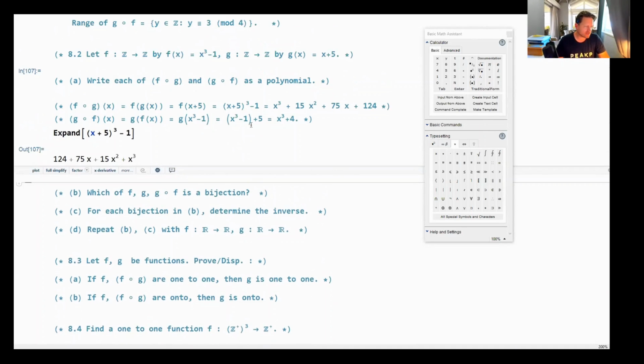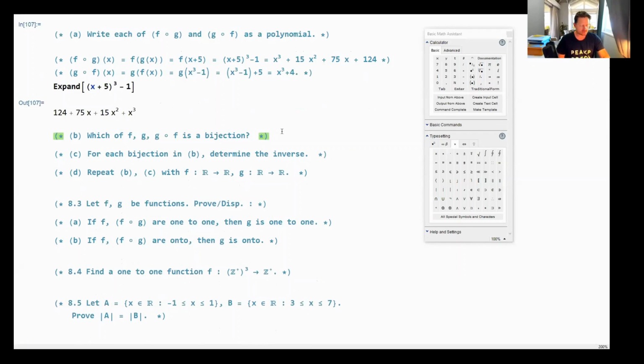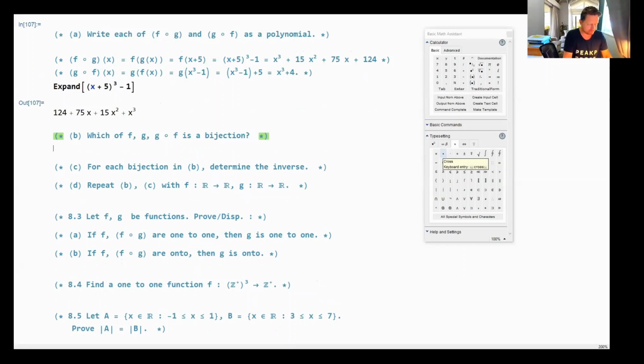Okay, so let's have a look at the next question. Which of these is a bijection? So in other words, which of these is both one-to-one and onto? All right, so let's start with f. Okay, so f is one-to-one, but not onto. Okay, so let's just go through the details of that.